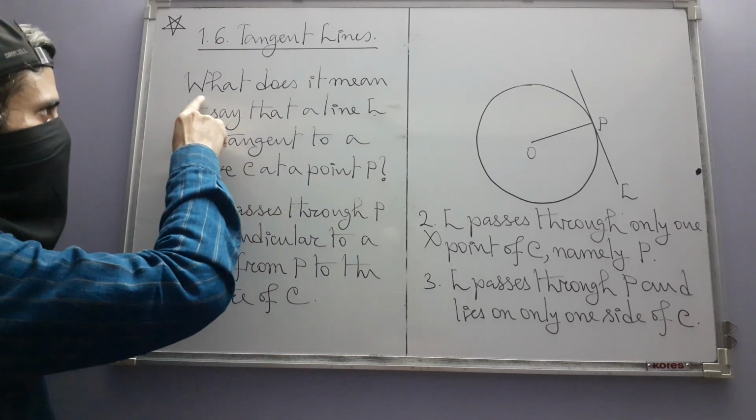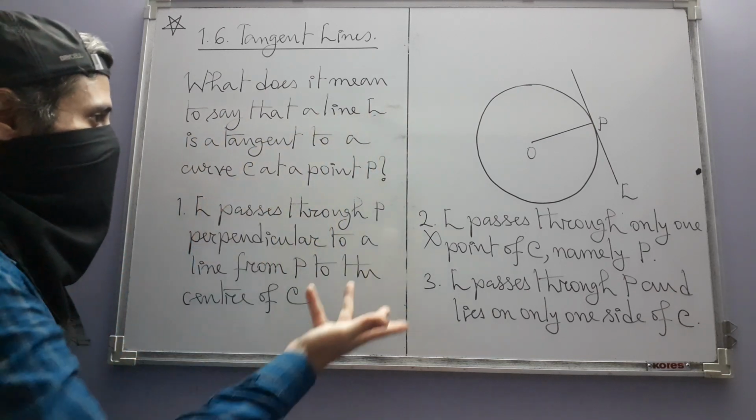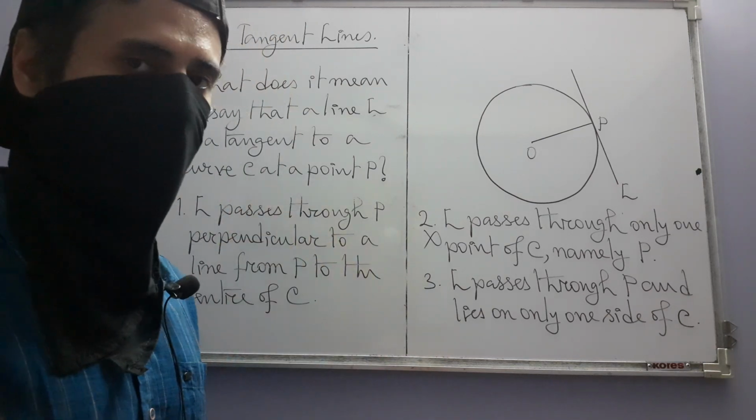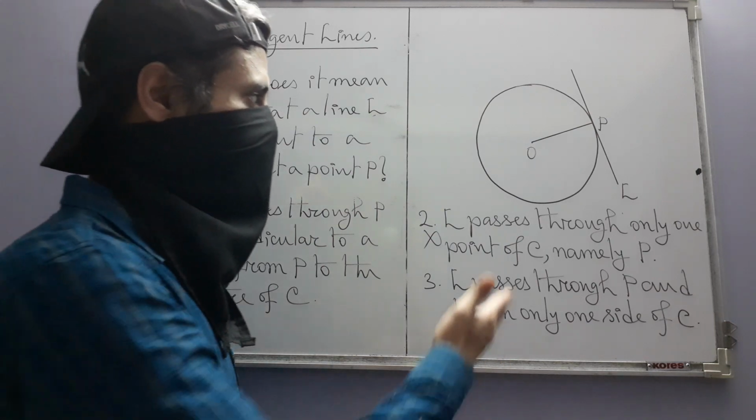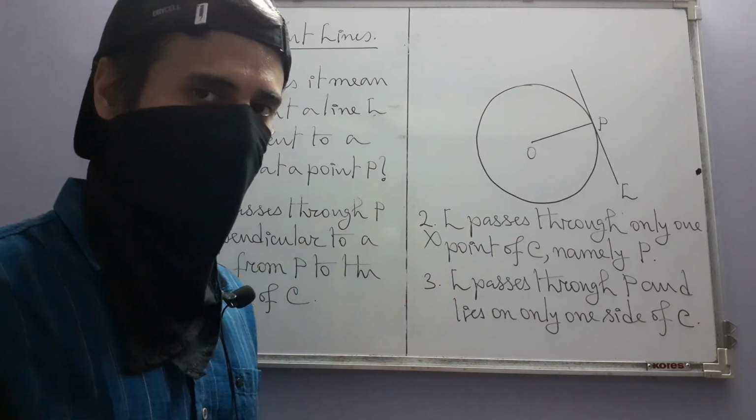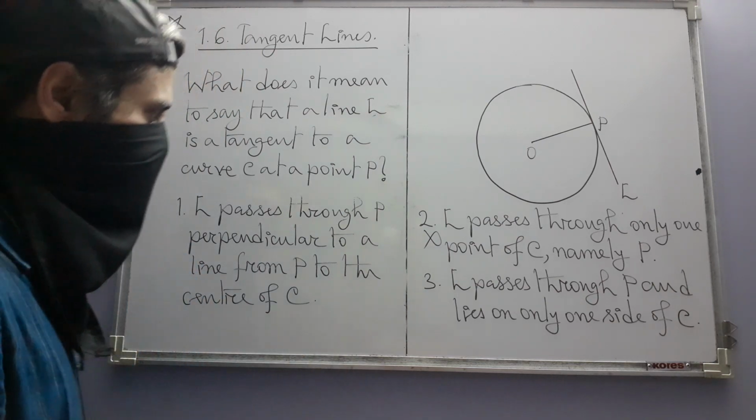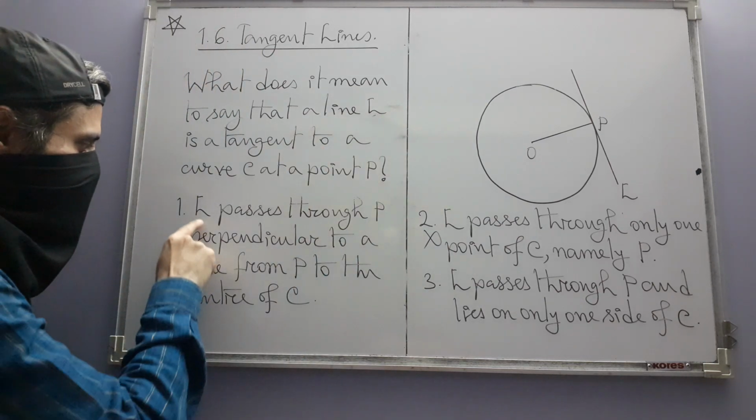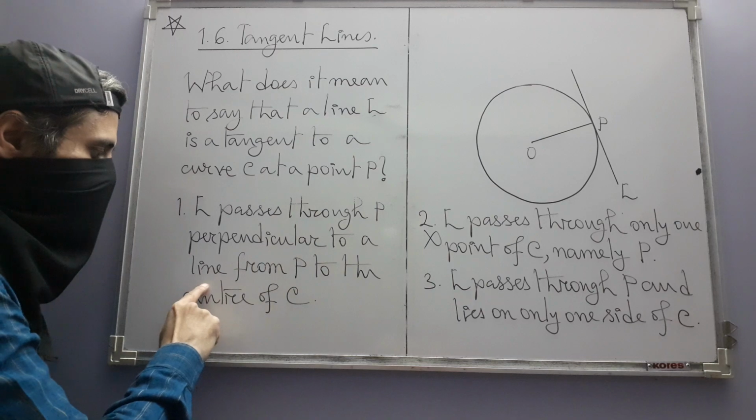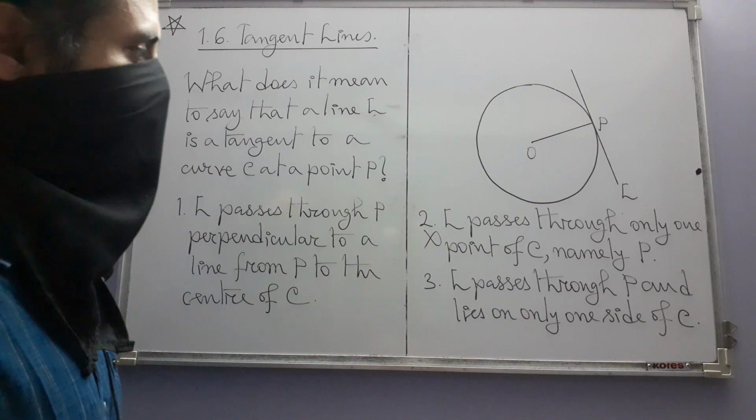But what does it mean to say that a line L is a tangent to a curve C, which is not necessarily a circle, at some point P on the curve? We can take our cue from the geometry of the circle and keep these 3 points in mind while trying to generalize the notion of tangent to general curves. Say we observe from this that the line L passes through P and is perpendicular to a line from P to the center O. Okay, what we have just now observed.